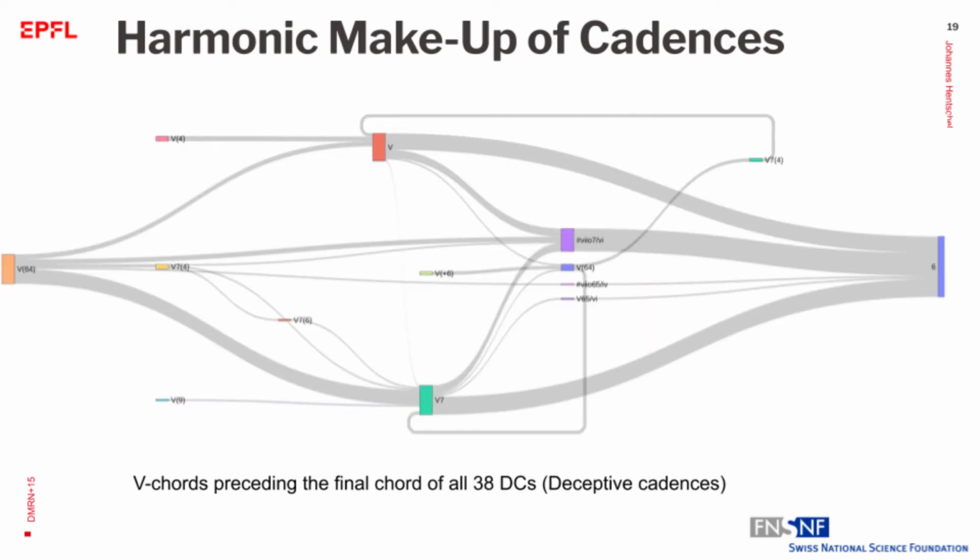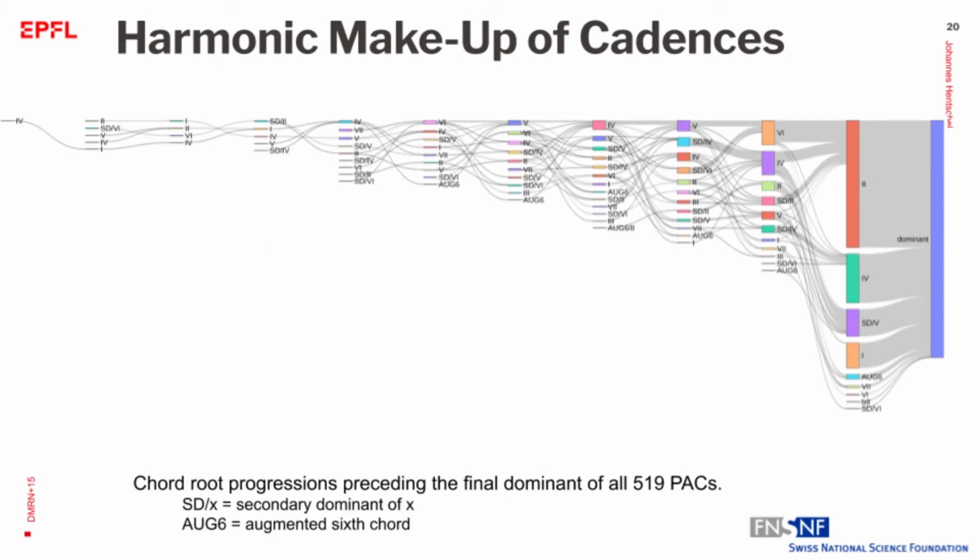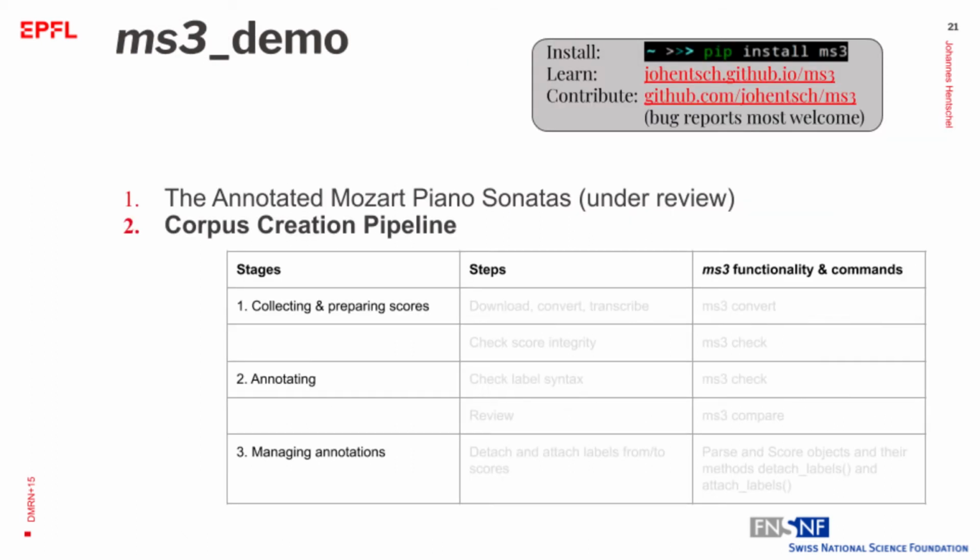The same goes for the 38 deceptive cadences, although we also see quite some progressions from the final dominant to the secondary dominant of the 6th scale degree, before actually ending on 6. Of course, we could also be looking at what precedes the final dominant, but it is now time to proceed to the demonstration of how we use ms3 in our corpus creation pipeline.